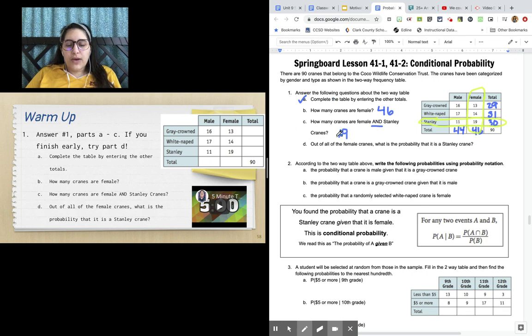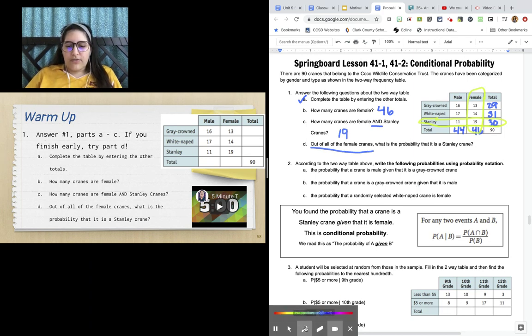Up to this point, those are things you should already know how to do if you watched the video that Miss L made on two-way tables. This one, part D, is a little bit different. It says, out of all of the female cranes.